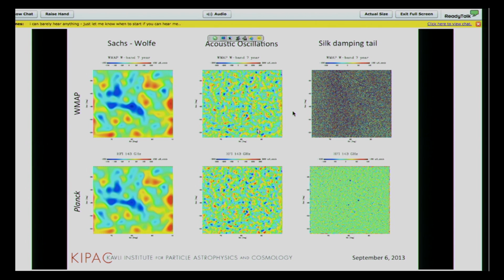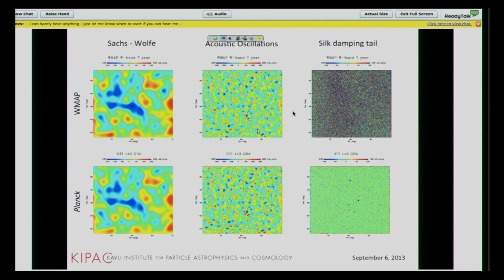So here I've just taken that same postage stamp of data and filtered it in angular scale to highlight the different physical effects that are going on in the primary CMB anisotropies. The first column shows the large-scale fluctuations, the Sachs-Wolfe region of the CMB plateau. These have been filtered, roughly speaking, on scales that are larger than about 1.5 degrees. And then the middle column are the acoustic oscillations. These are the degree scale fluctuations in the CMB. And then the furthest to the right are everything on scales of less than 20 arcminutes.